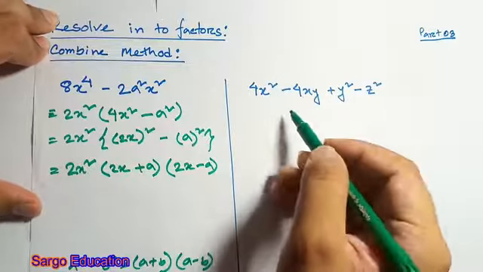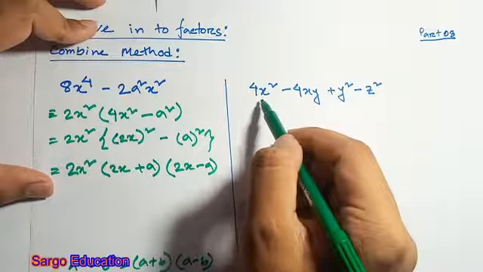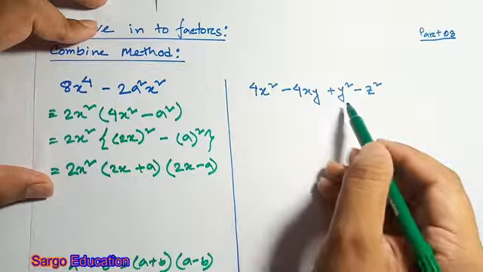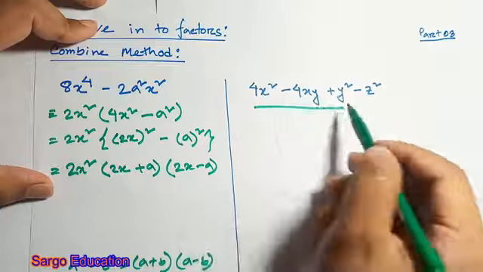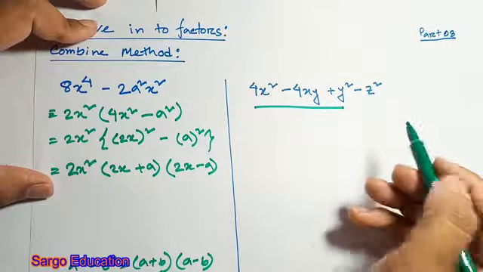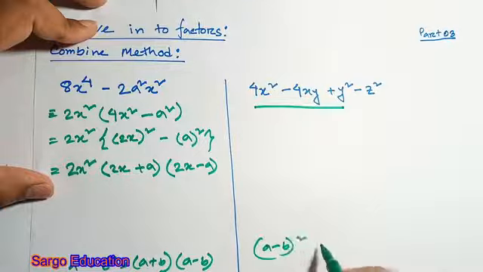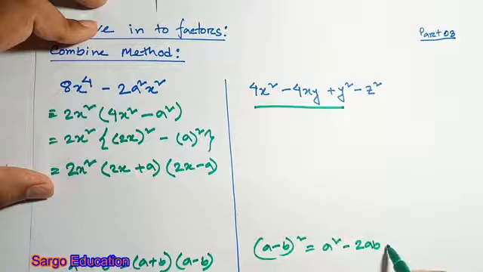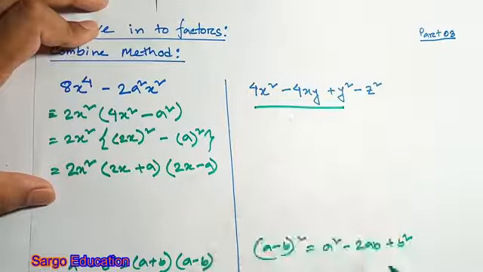Now we will see our second math. Here it is 4x square minus 4xy plus y square minus z square. In the first three terms, we use a formula. Do you know which formula? Okay, the formula is (a minus b) whole square, that is a square minus 2ab plus b square.